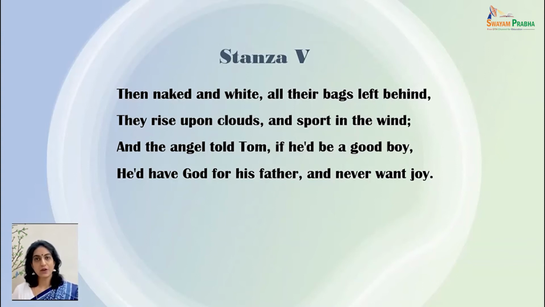However, in the last two lines of the stanza, the angel assures the boy that if he behaves in a proper way, if he is a good boy, and here by being good he means that he performs his duties without any complaints and without any grievances, he would be supported by God, and God as his father would always keep him happy. He would never want joy. Here, want means scarcity. That means he would never be devoid of joy. And the innocent and religious boy finds inspiration to continue his work and correlates the hope of freedom and happiness with religion.